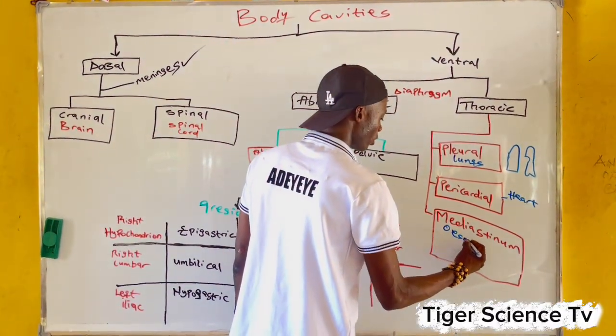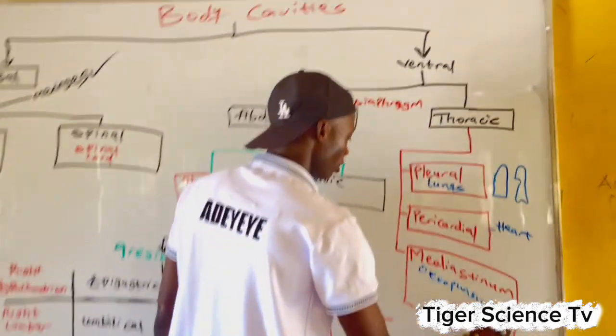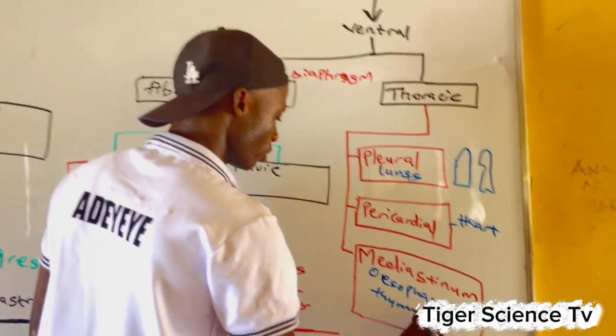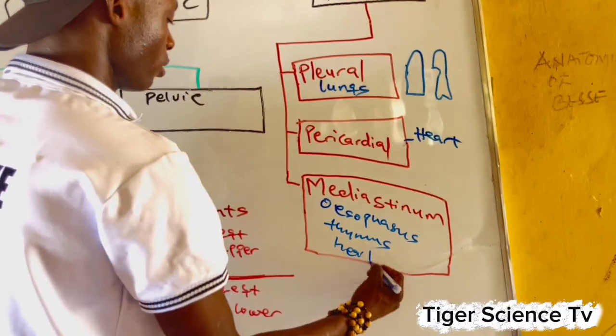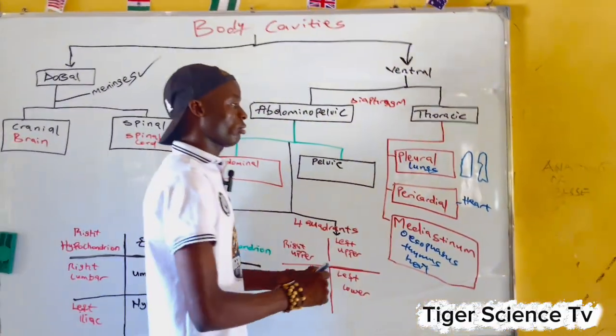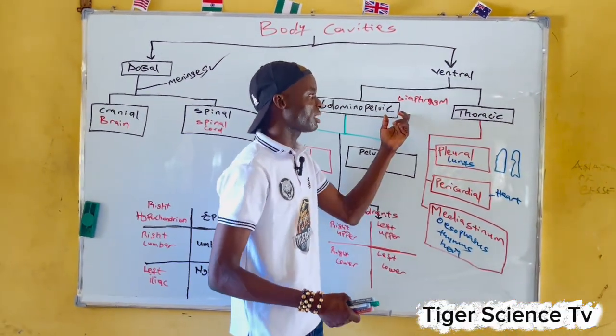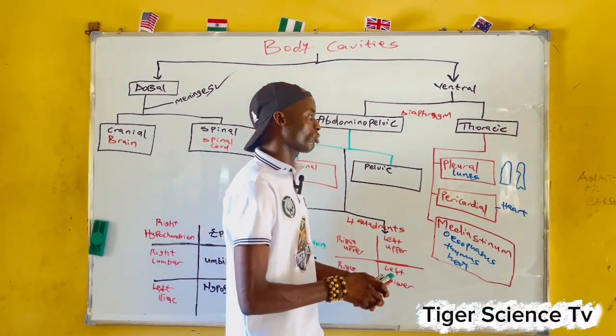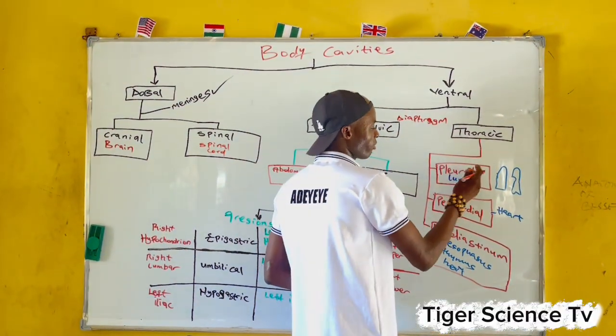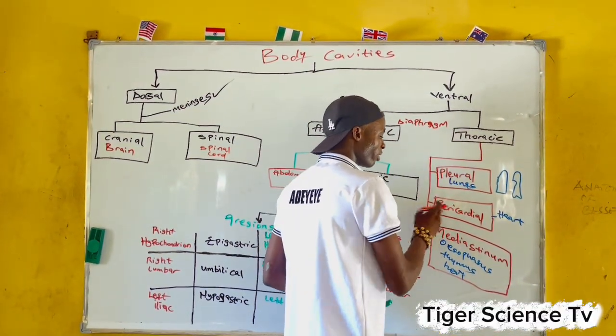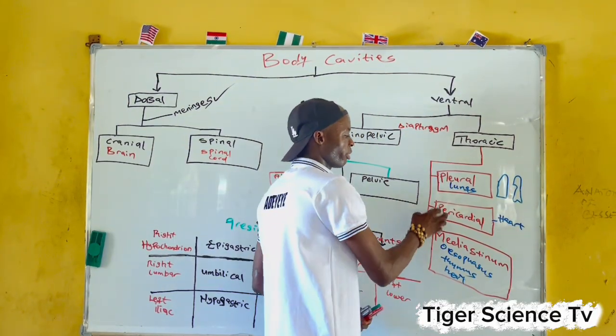The mediastinum has the esophagus. See the esophagus there. See the thymus. Then you can also have the heart. These are the things that we have inside the mediastinum. Now, don't forget, we said body cavities have membranes that line the cavity. So the membrane that lines here is the pleural membrane. The pericardial membrane lines this also. These are the membranes that line this side.